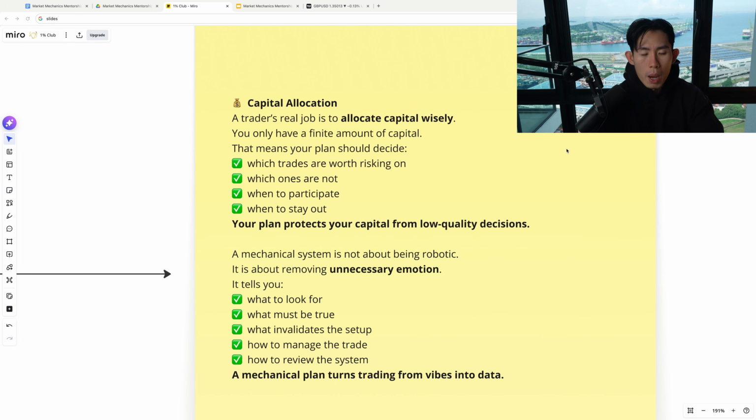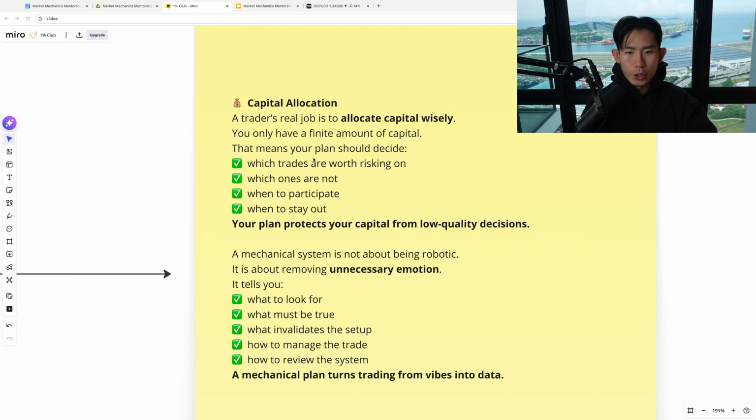Now, remember, our job as traders is to allocate capital wisely. That's right. It's not to make the most amount of money. That's our goal, but that's not our job. Our job is to allocate capital wisely because you only have a finite amount of capital. You only have 100K in your account, 10K in your account, $1,000 in your account, which means that you need to make sure that you're spending it wisely.